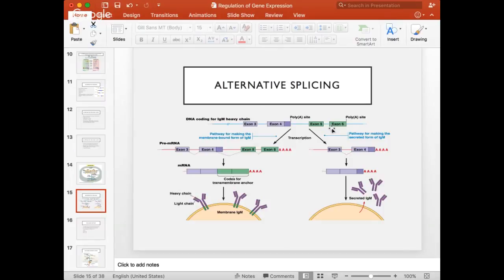So then transcription occurs. The poly A site was skipped. It went to the left. So what I mean is, once transcription had occurred, this poly A site was skipped and it went to this side, which is here on exon 4.